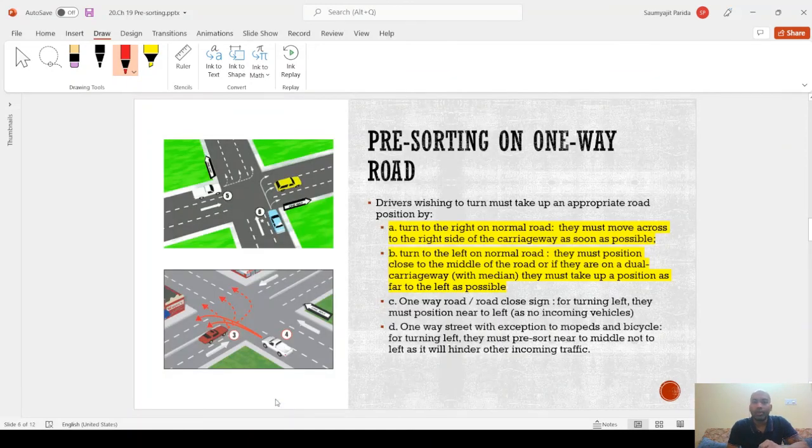Then, pre-sorting on a one-way road. Discussing further, a driver wishing to turn must take up an appropriate road position. That is called pre-sorting. If someone wants to turn right, let's take this as an example, they must move across to the right side of the carriageway as soon as possible. It means the positioning should be on the right side of the road, like this.